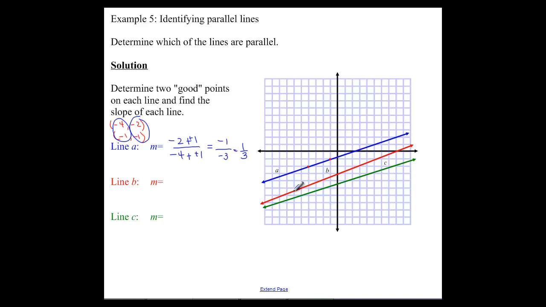Let's look at line B. Two good points on line B. I would argue that is a pretty good point. Let's see, that's negative 5 and negative 5. So for line B, the point negative 5, negative 5. Let's find another good point on line B. This looks pretty good. That's the point 0, negative 3.